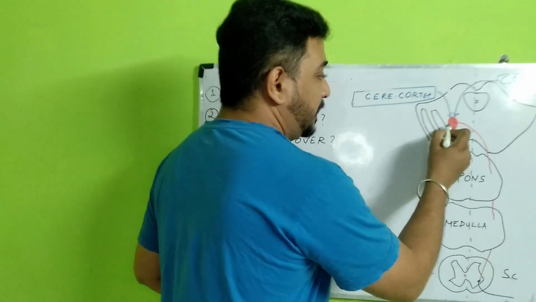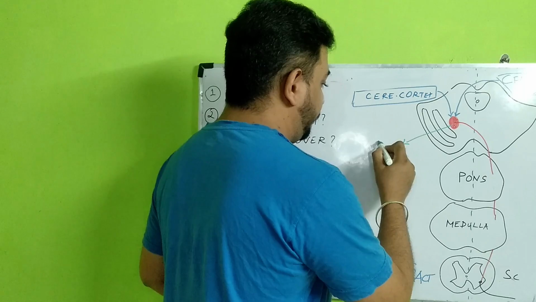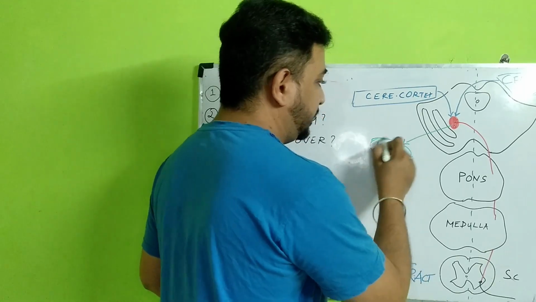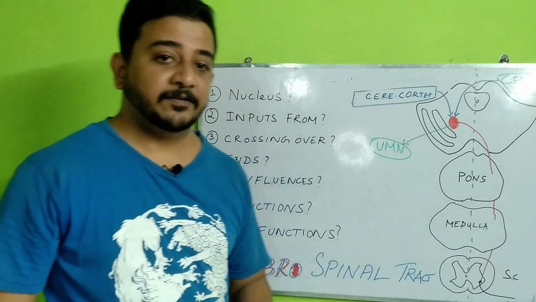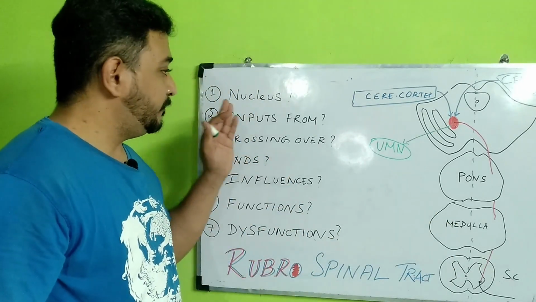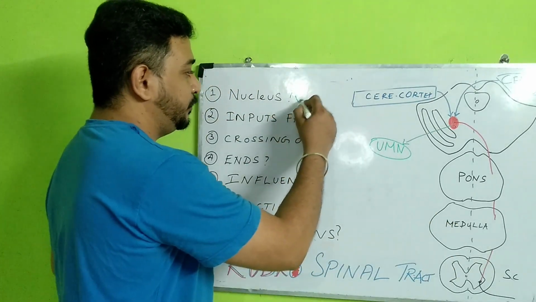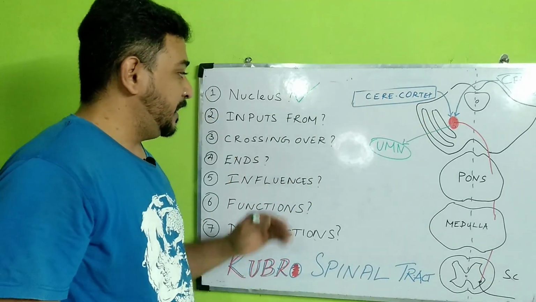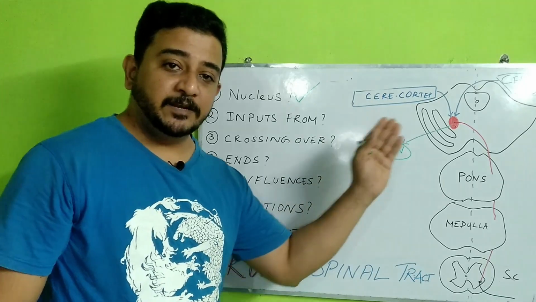So the nucleus of this rubrospinal tract is located in the red nucleus. So the upper motor neuron of the red nucleus is located in the midbrain. Fine. So the first question is answered. The nucleus is located in the midbrain. Second question is, where does this get inputs from?